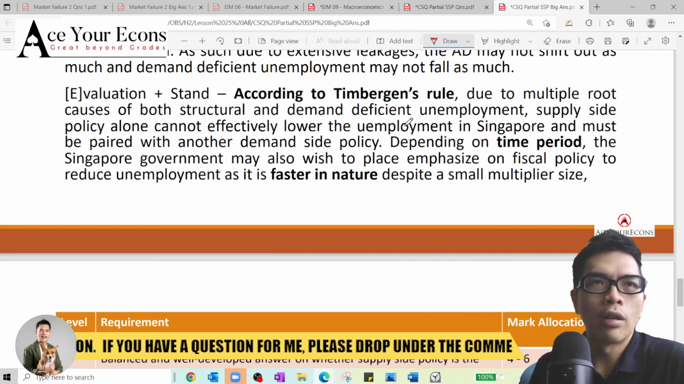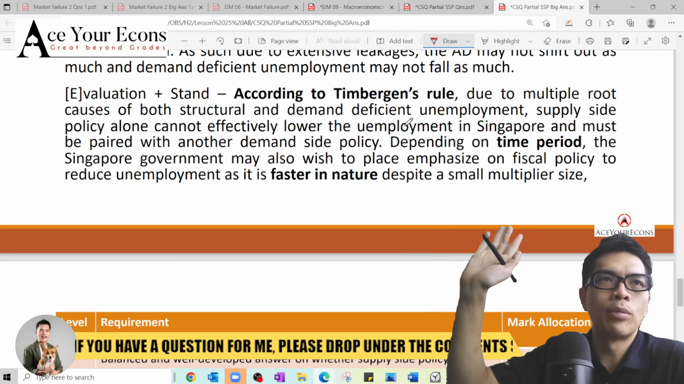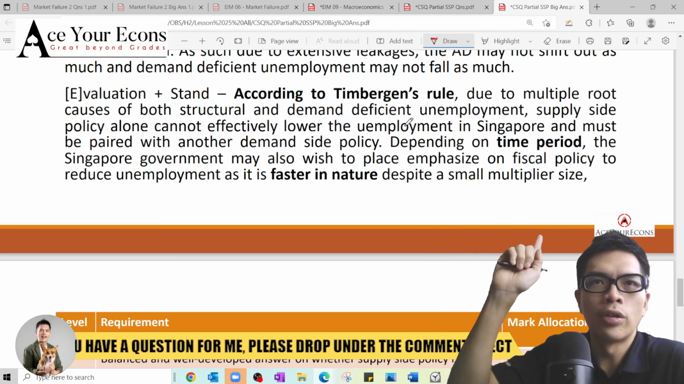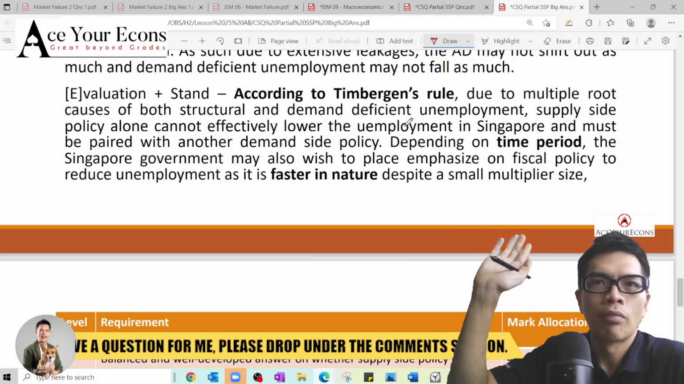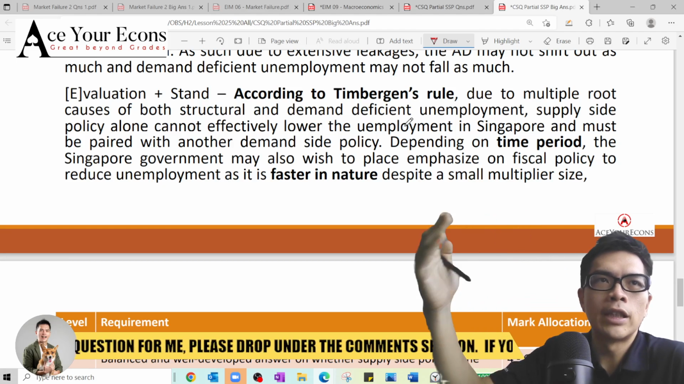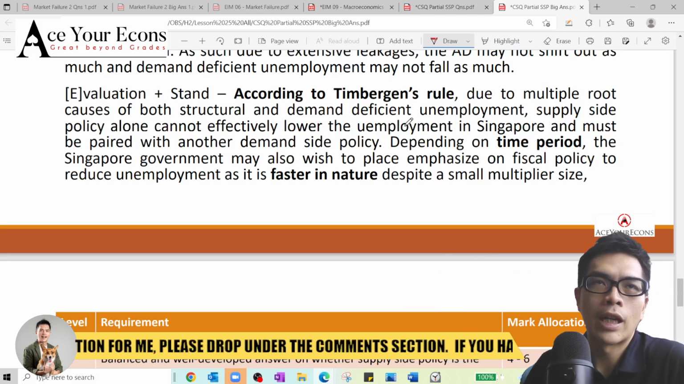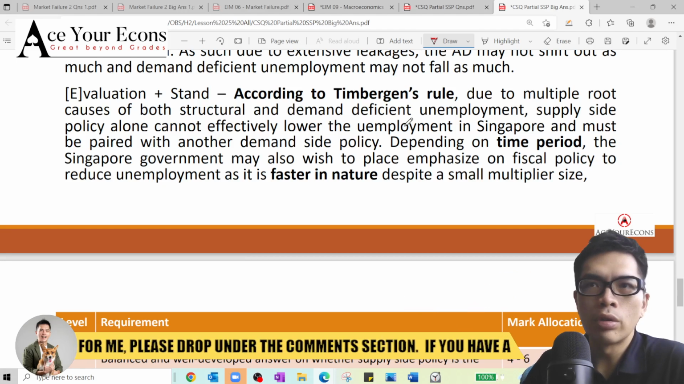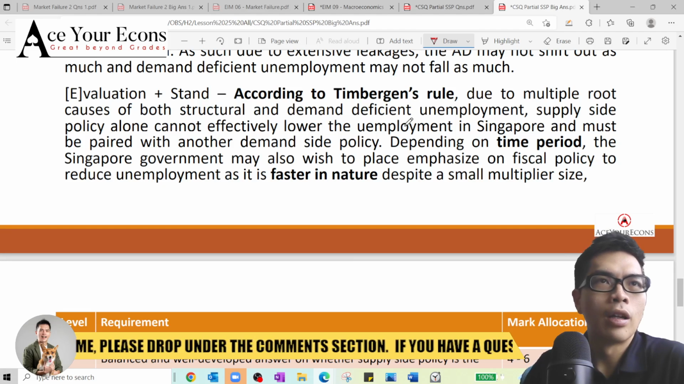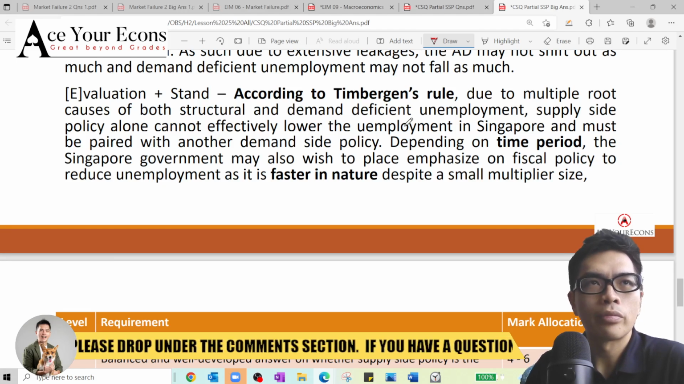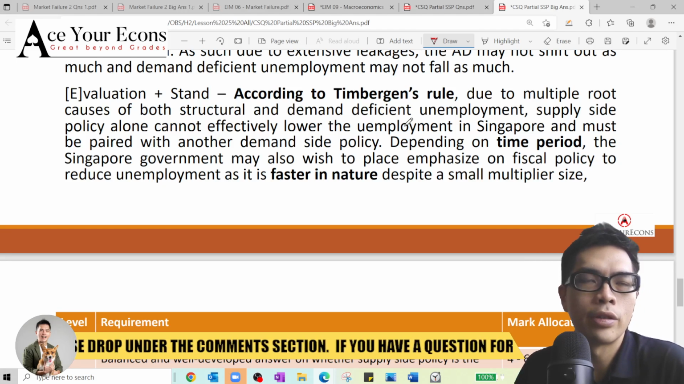I just want to check. Is this the first time you all hear about Tinbergen's rule? I don't think RI students, it's the first time, right? So you can see that there's some disparity in what schools are covering. Tinbergen's rule is a very popular ending for policy-based questions.